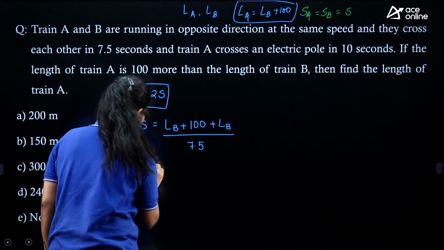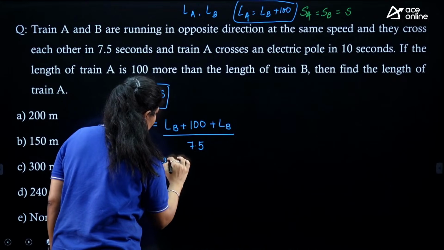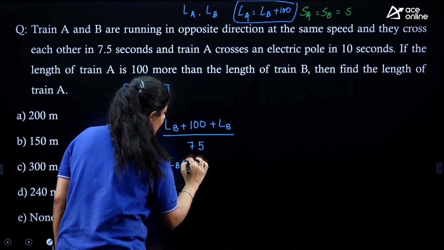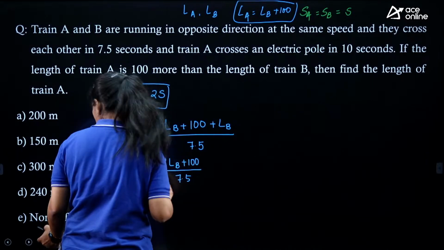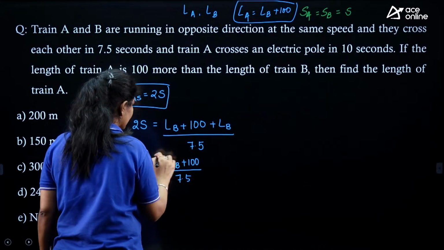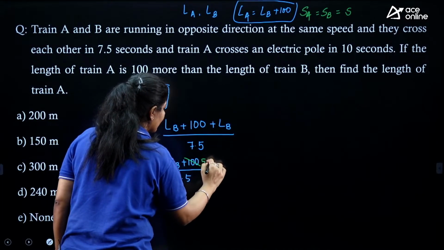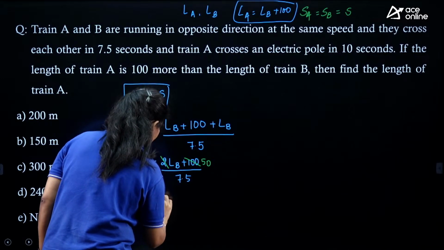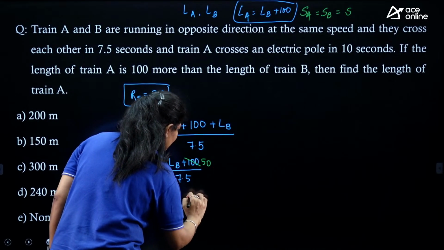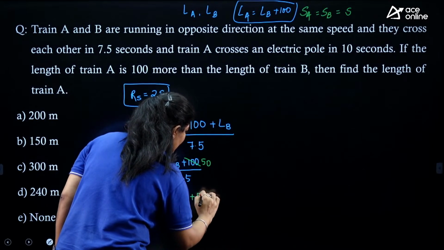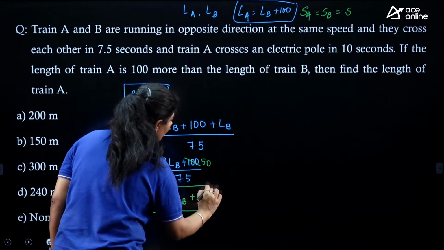So 2S is nothing but equal to twice of (LB plus 100) divided by 7.5. Now we can take 2 as a common factor over here, and ultimately we are getting 7.5S is equal to length of train B plus 50. This is the equation that we got from this one.